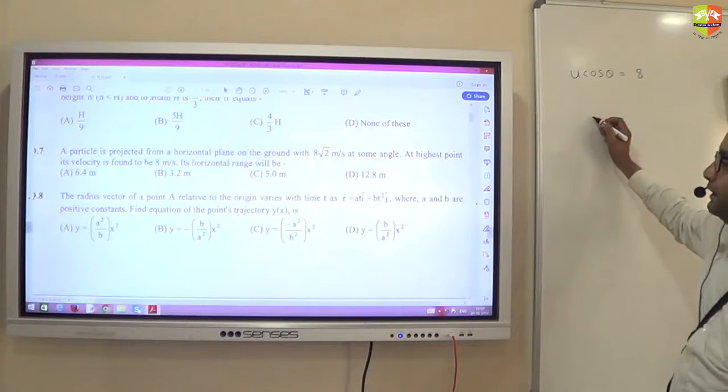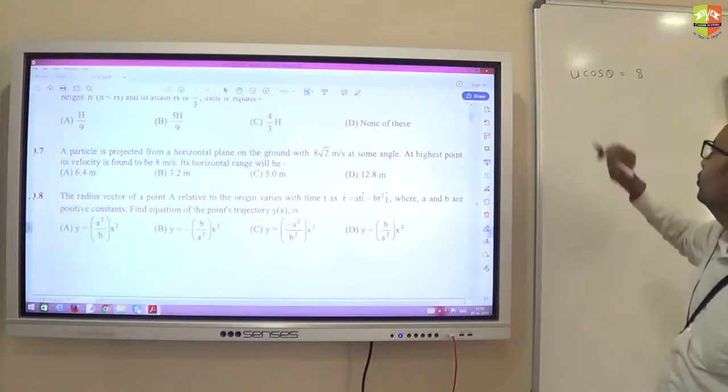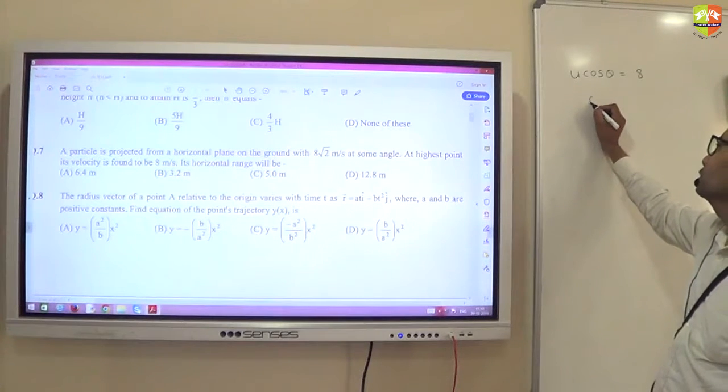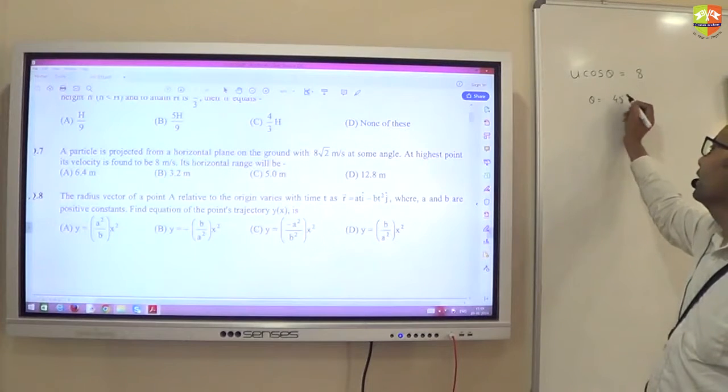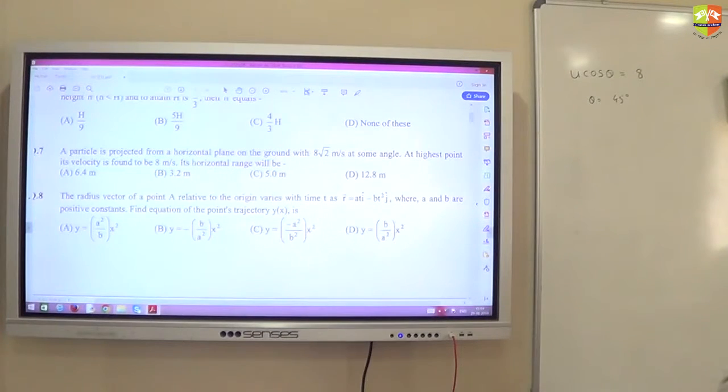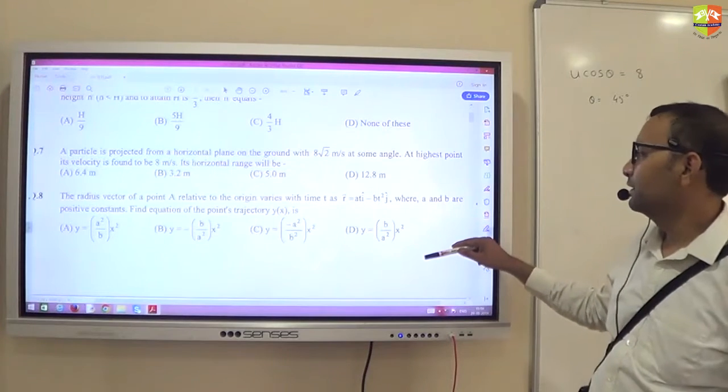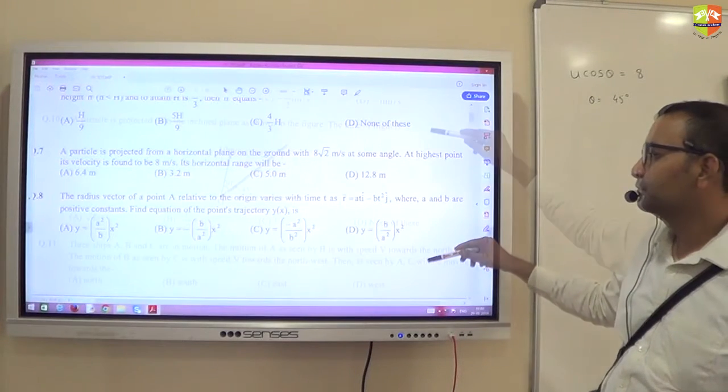Alright? And u is what? 8 root 2. So cos theta is 1 by root 2. So theta is 45 degrees. Now you can substitute into the formula for the range, which is u square sin 2 theta by g. So I think this is again a straightforward one.